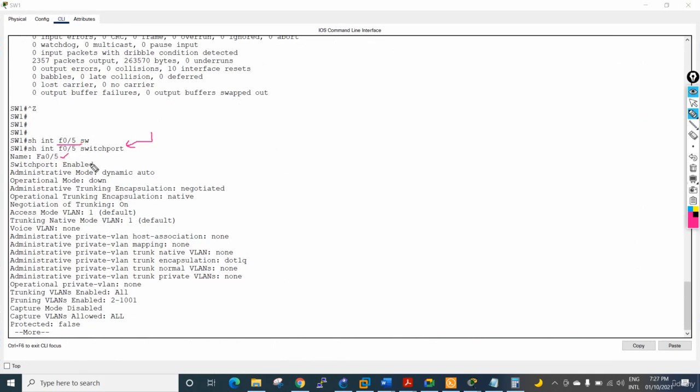By default, switchport is enabled. And if you see here, dynamic auto. By default we have dynamic auto, and we have negotiation of trunking on by default. So I want to show you that dynamic auto is enabled by default.